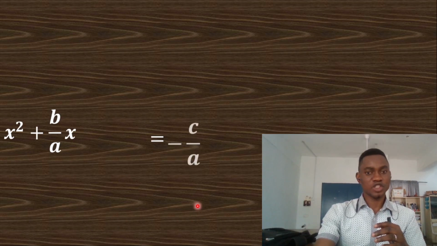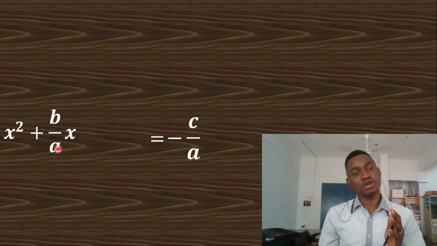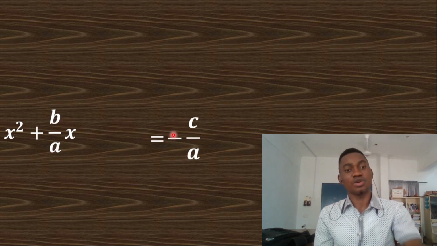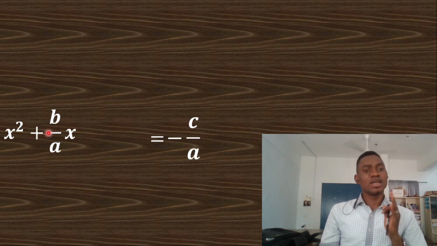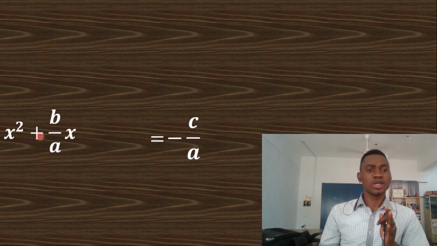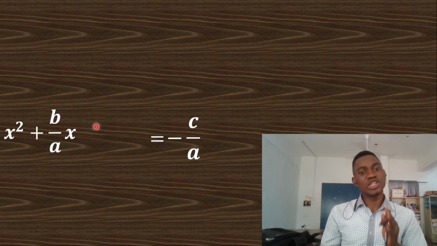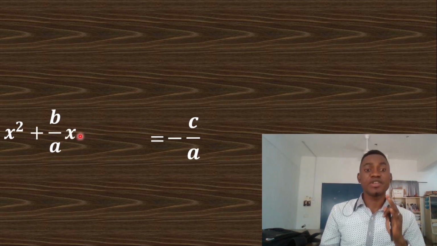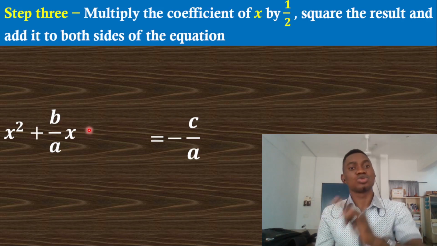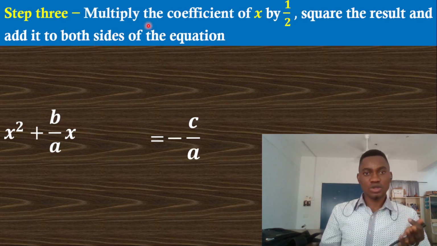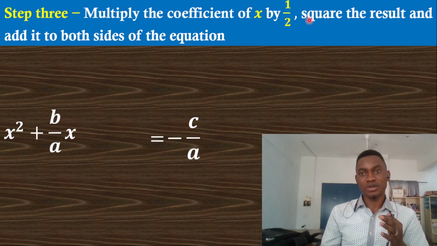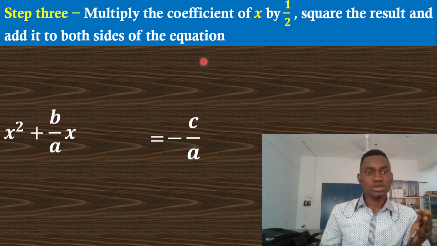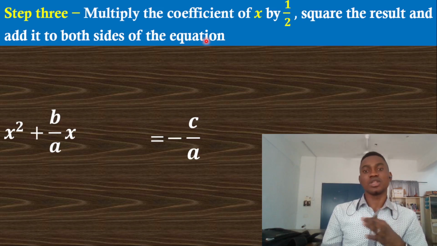Recalling what we have in the previous page, we have x squared plus b over a x equal to what? Minus c over a. At this point, the next thing to do is to make the left hand side a perfect square trinomial. This is just a binomial expression, so we need to make the left hand side a perfect square trinomial, and that will lead us to the next step. For us to do that, we are going to multiply the coefficient of x, which is b over a now, by half. Then we square the result and add it to both sides of the equation.